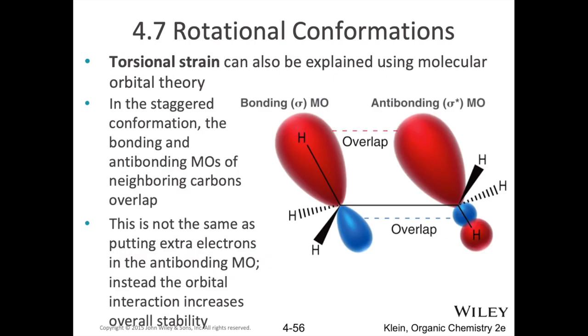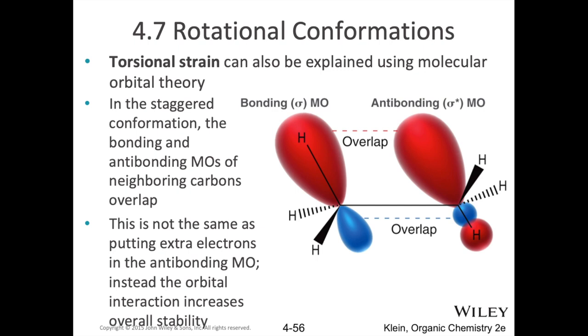So you can explain this in multiple ways. You can explain this using just the repulsion of the electron clouds in your hydrogens. You can also explain it a little bit using molecular orbital theory. Basically, when you have a staggered conformation, the slight overlap of orbitals yields a little bit of stability. It helps delocalize that electron density a little bit.